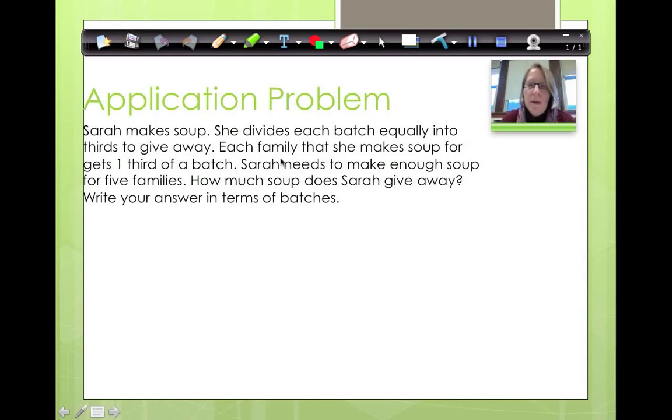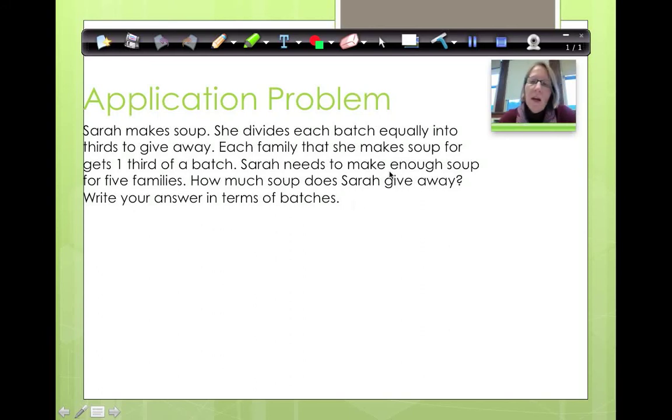Sarah makes soup. She divides each batch equally into thirds to give away. Each family that she makes soup for gets 1/3 of a batch. Sarah needs to make enough soup for 5 families. How much soup does Sarah give away? Write your answer in terms of batches.